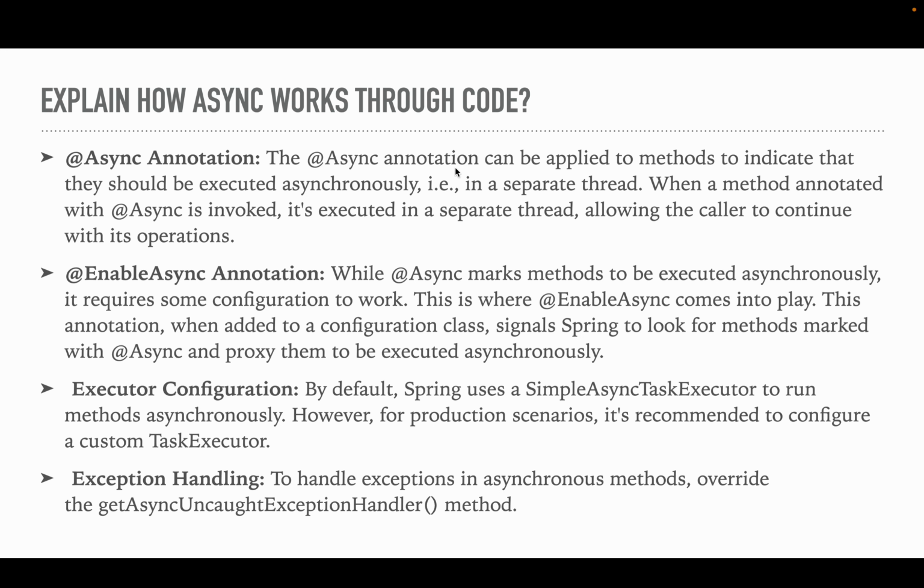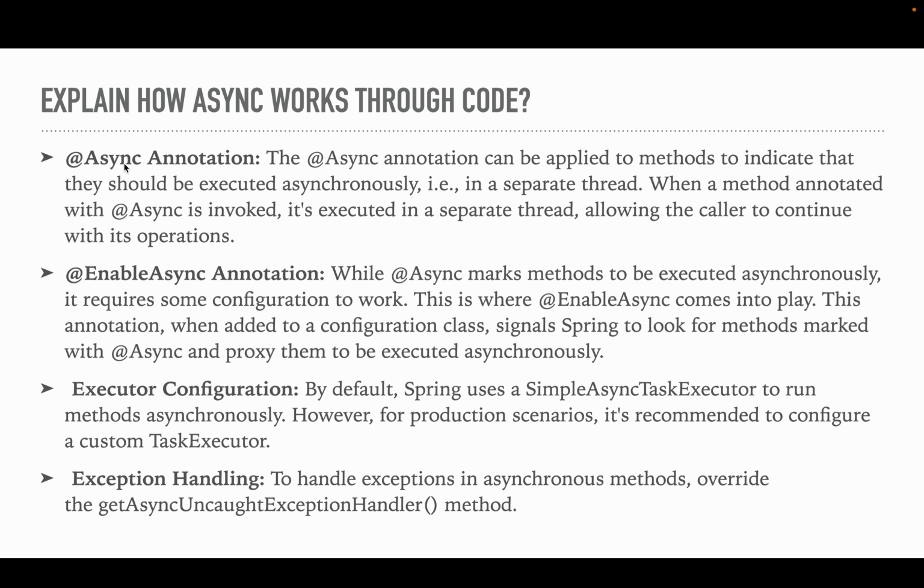So the @async annotation is applied to methods to indicate that the method will be executed asynchronously, that is, on a separate thread, not the main thread. When a method annotated with @async is invoked, it's executed in a separate thread, allowing the caller to continue with its operations. Since it is not blocking the main thread, it will allow the caller to continue its operation. This is the main purpose of the @async annotation. Next is the @EnableAsync annotation.